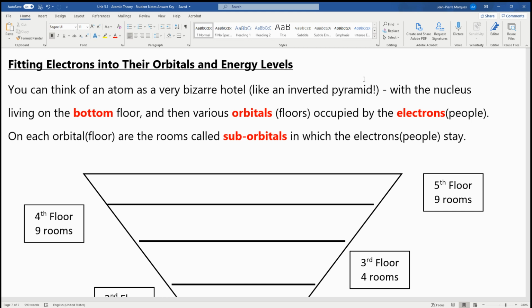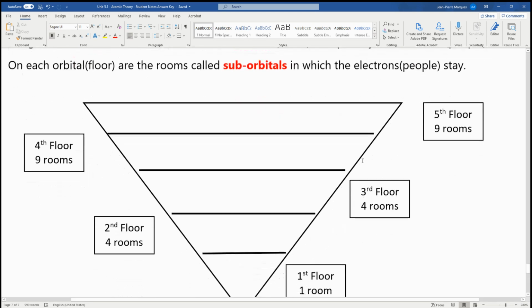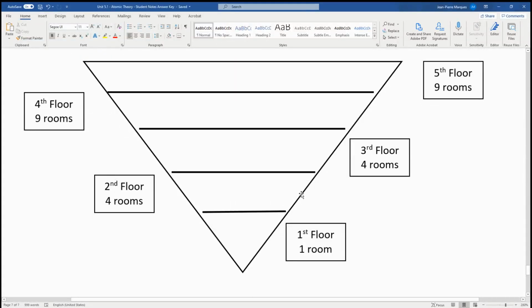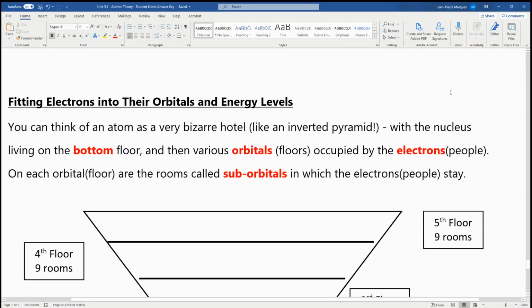So how we're going to think of the atom is going to be very unique now. It is no longer just a nucleus with nice rings around it, because that is not true. So what's another way we're going to think about our atom? Well, I'm going to give you an analogy here, because you know I love to give you analogies. Let's think of our atom like a really weird hotel, and it's shaped like an inverted pyramid. So pointy at the bottom and bigger at the top.